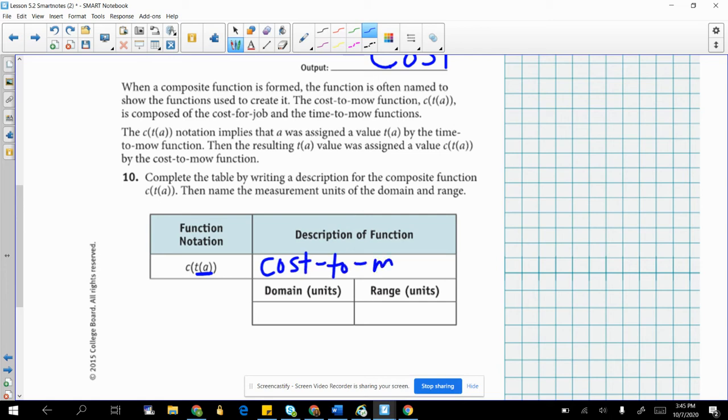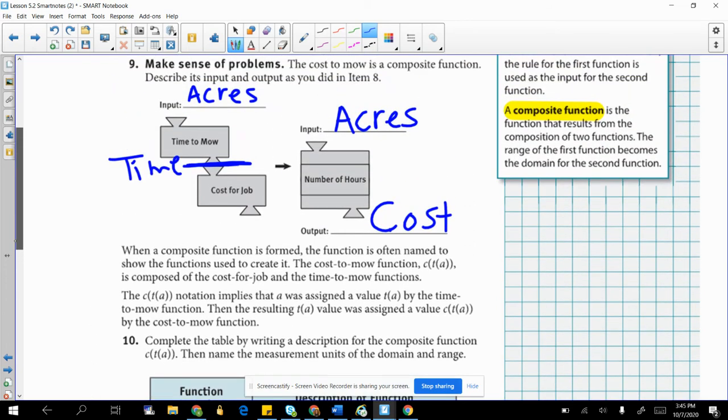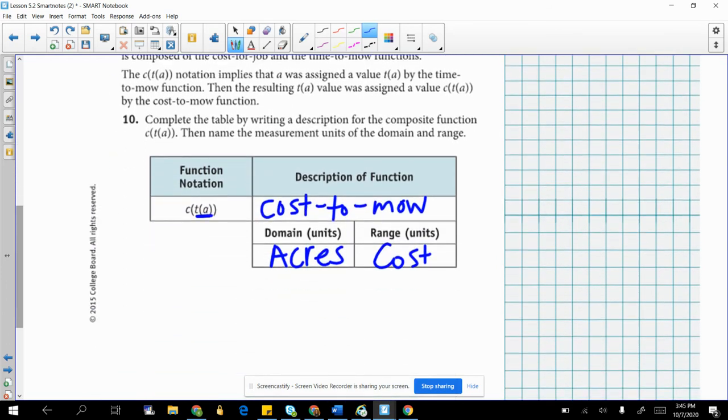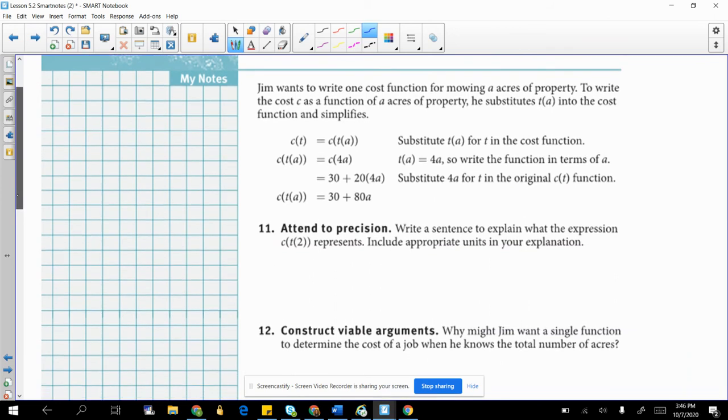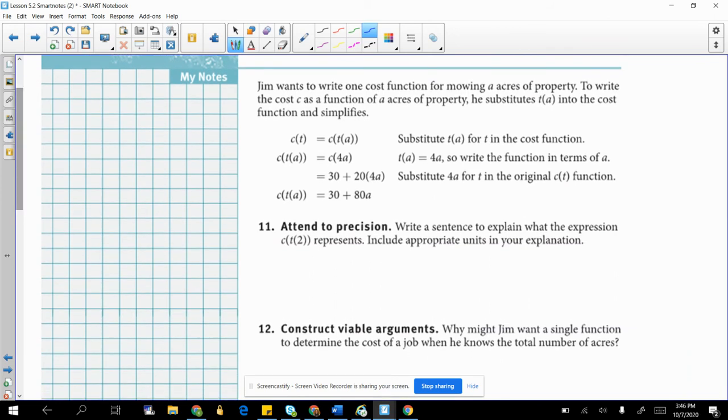And again, now its domain, or what we plug in, is going to be acres. And what we get out, or the range, is going to be our cost, just like we saw up here. So now there's no longer any time. That part is kind of missing. Okay, all right, awesome.